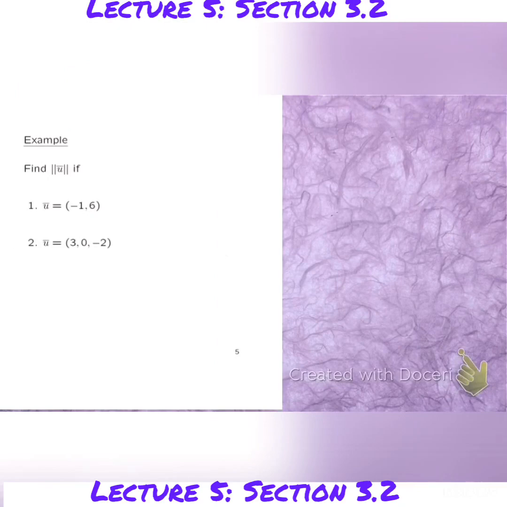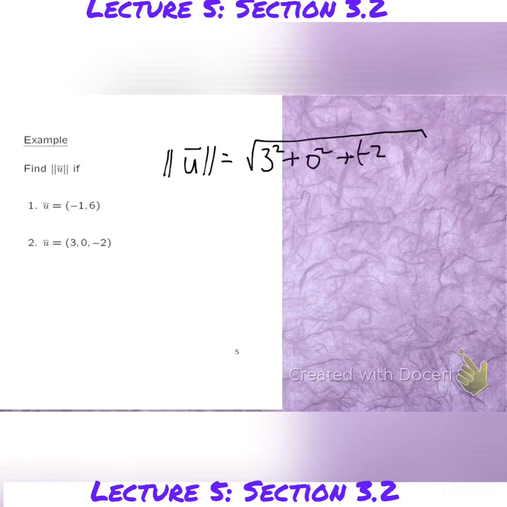Okay, so very quickly, I'll do example 2. You guys can do example 1. So what is the norm of the vector u? The norm of the vector u, remember, is then just simply the square root of 3 squared plus 0 squared plus minus 2 squared. Okay, and that is the square root of 9 plus 4, which is the square root of 13.